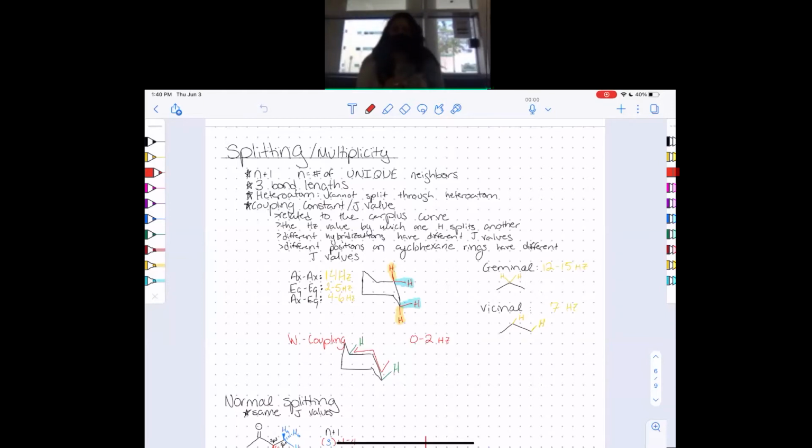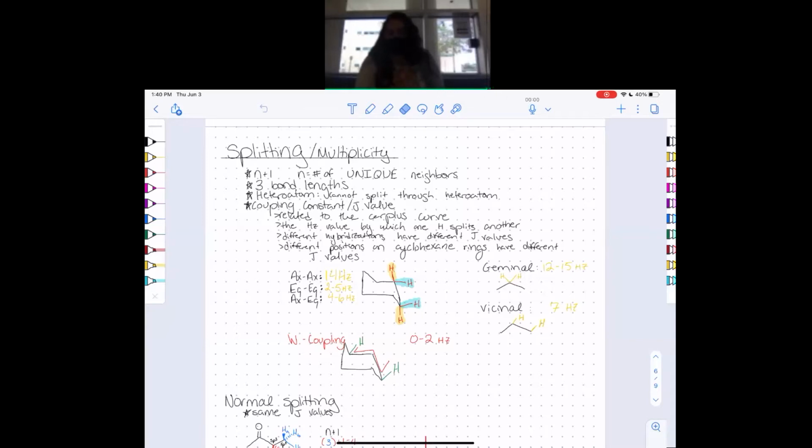When we talk about coupling constants and J values, we have to remember that this is related to the Karplus curve. I'm not going to cover the Karplus curve, but you should look at it at least once just to have an idea of what it is. It's basically telling us the Hertz value by which hydrogens split one another. And the rule I want you to remember is you will have different J values if you have either different hybridizations or different orientations on a cyclohexane ring.